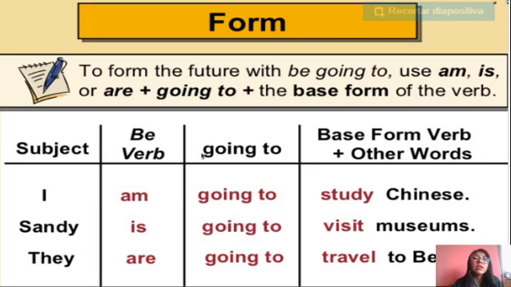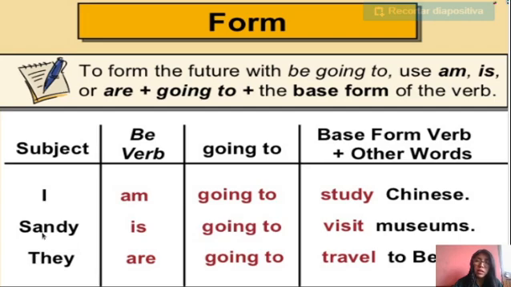Okay, so in order to form sentences using be going to, we are going to use at the beginning the subject. Then we are going to use the verb to be. But remember, you have to conjugate it according to the subject. For example, in this case, I am using am because the subject is I. In this case, is because the subject is Sandy. Remember, Sandy is a name that refers to the third person singular, she.